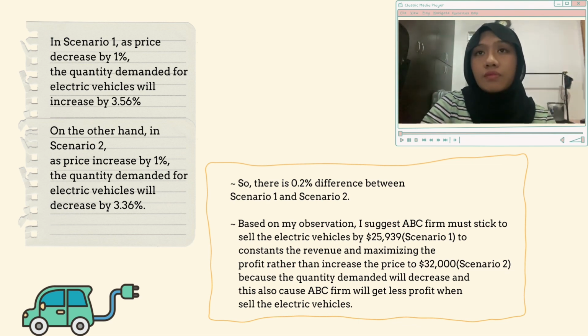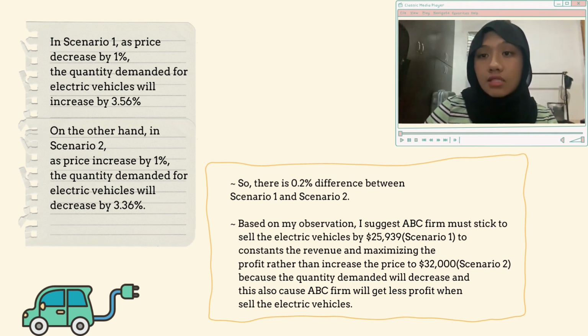So for this question, we use the absolute value to exclude the negative sign. In this case, as EDX is more than 1, demand is relatively responsive to price changes. In scenario 1, as price decreased by 1%, the quantity demanded for electric vehicles will increase by 3.56%.